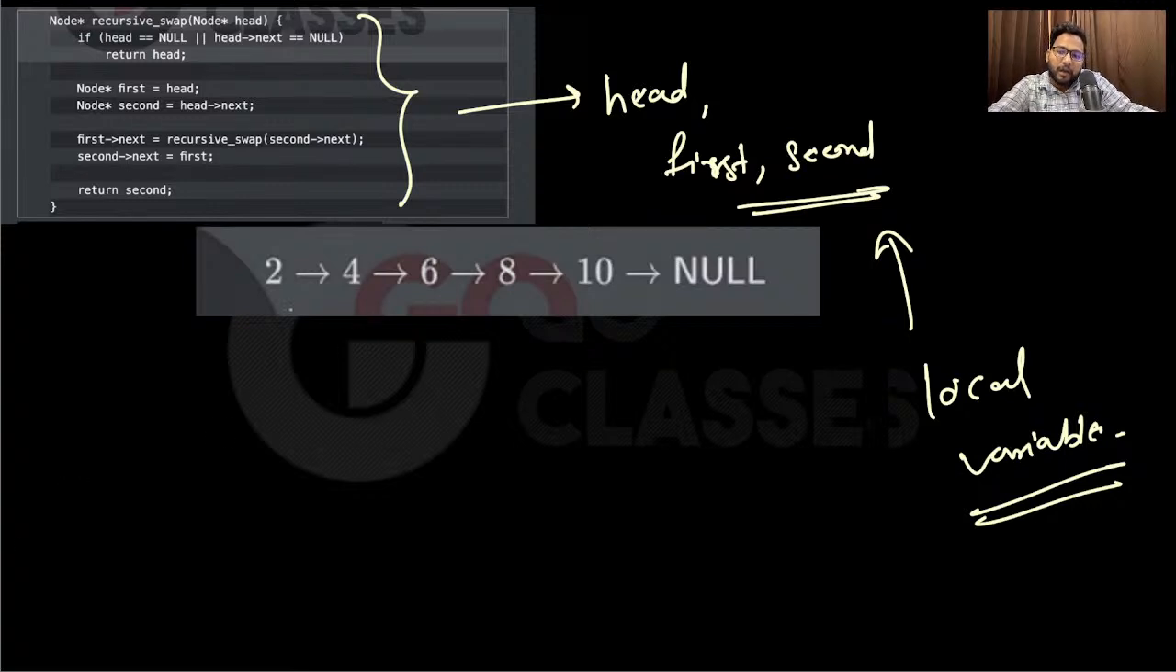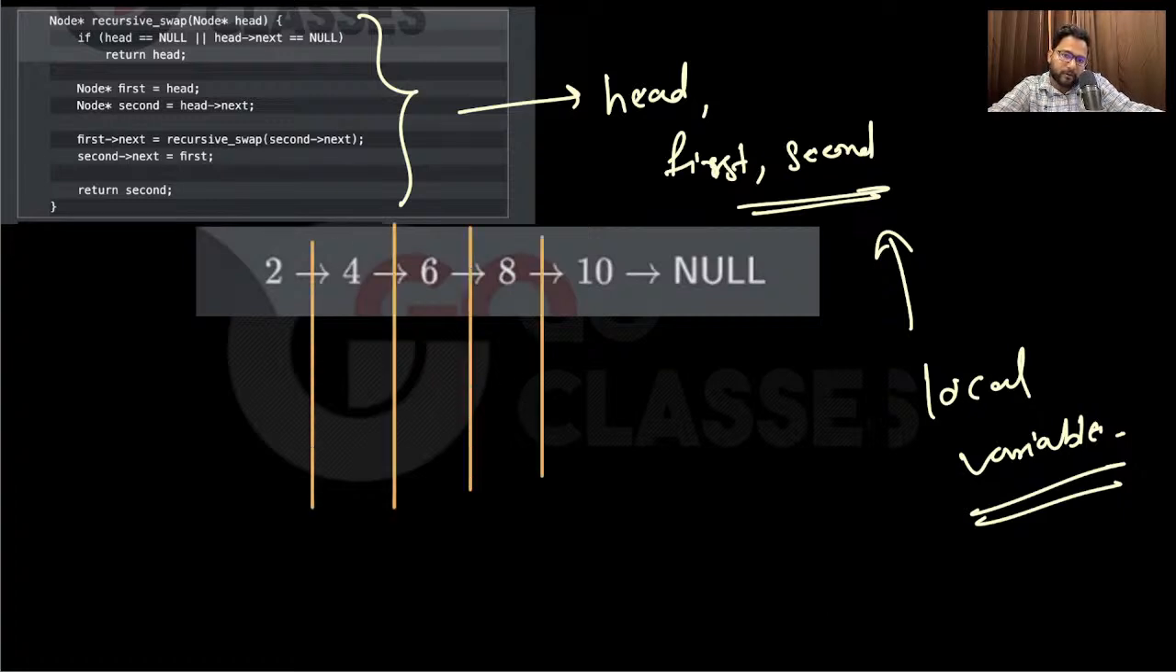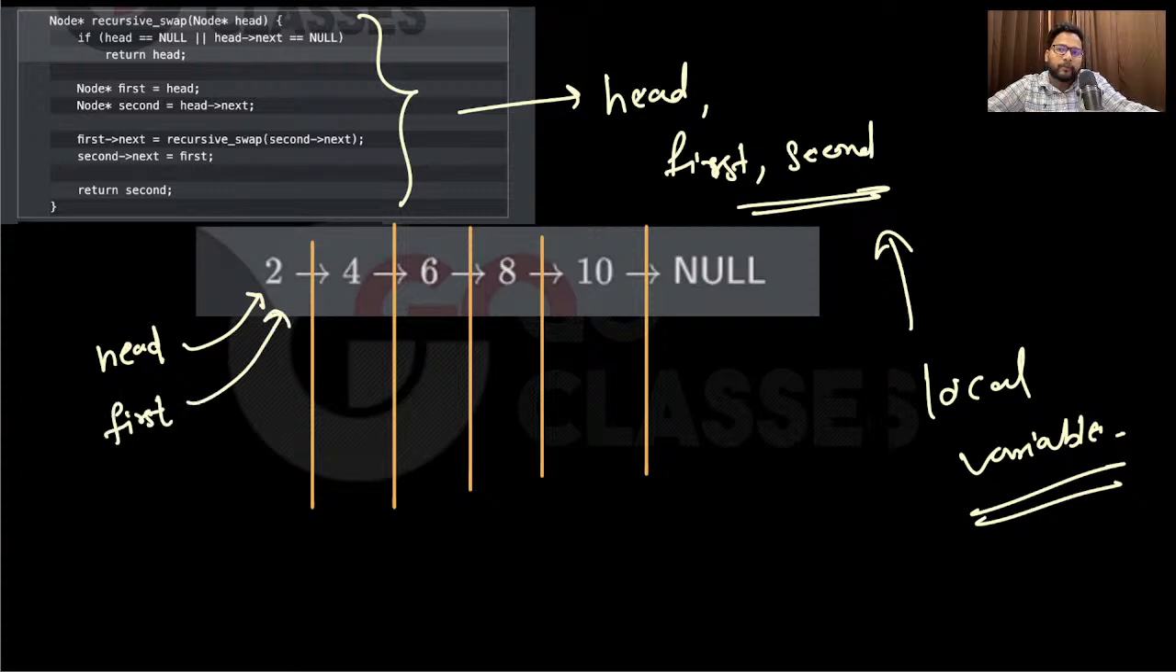Now what will happen is that you will call this recursive swap function with the head pointer. Let me partition this something like this, and I will explain what I'm doing here. You are calling this function with this head. Currently head is a local variable pointing to 2. First is also a local variable which will start pointing to 2 because of this line, and then second will start pointing to head next, whatever head next is pointing to. So second will start pointing to this.